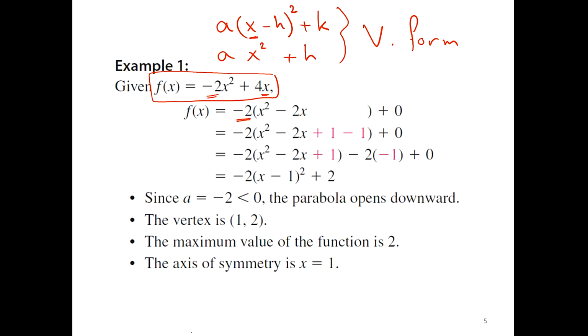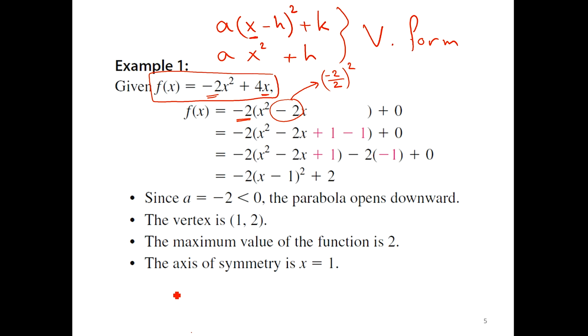This minus 2, take it as common factor from x square and plus 4. So we have x square minus 2x. Now we need to add and subtract the value of this one, minus 2, always over 2, all square, like this. Minus 2 over 2, all square.